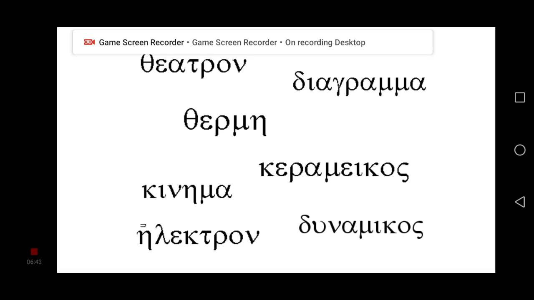Diagramma, we need to knock off the mu and the alpha for diagram. Therme is heat. Keramikos, ceramic. Kinema, we get cinema from, is movement. Electron, so if you were scientifically minded, you might know what an electron is. Some kind of particle. I'm not very scientifically minded, I'm afraid. Dynamikos, we get dynamic from it. So dynamikos actually means powerful.